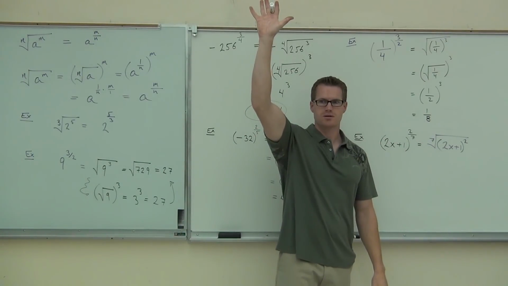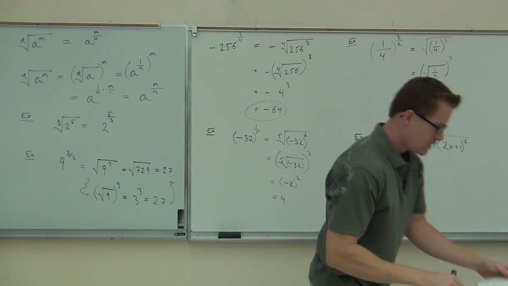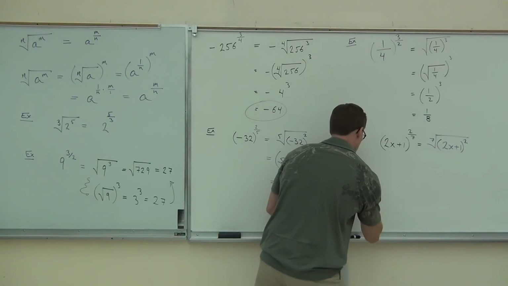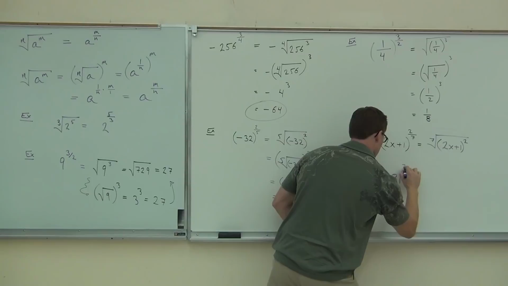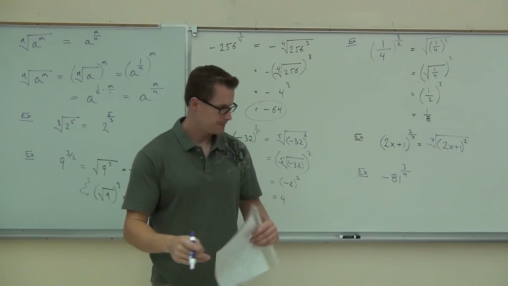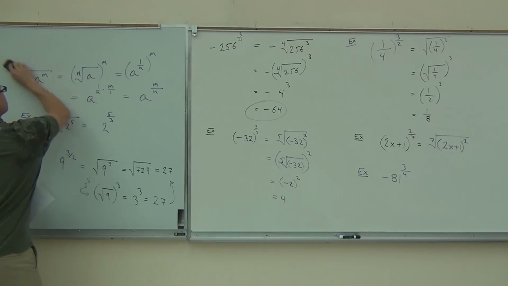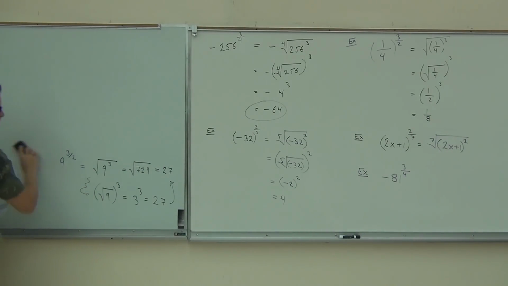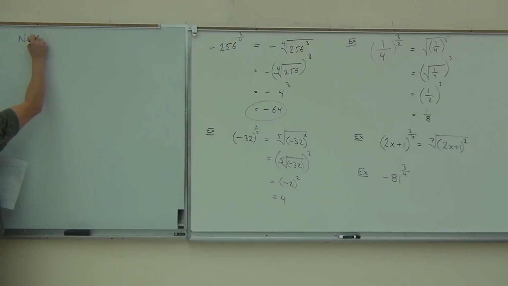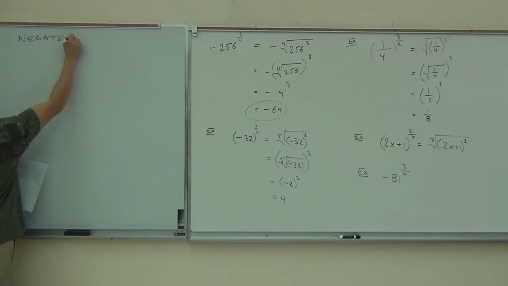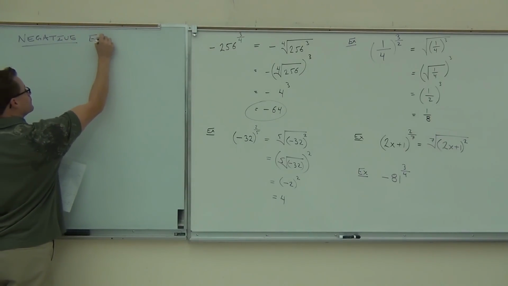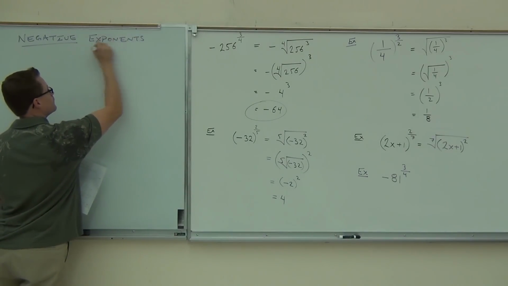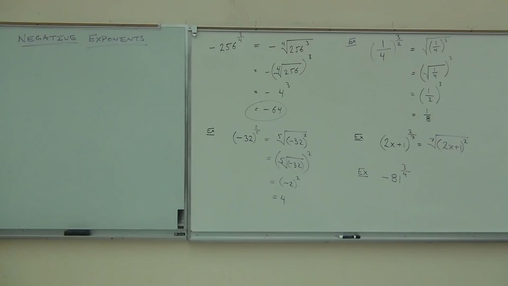Raise your hand if you feel okay with what we talked about so far. Good deal. I want you to try one of these on your own. Let's do negative 81 to the 3/4. Like that. Negative 81 to the 3/4. Oh my.